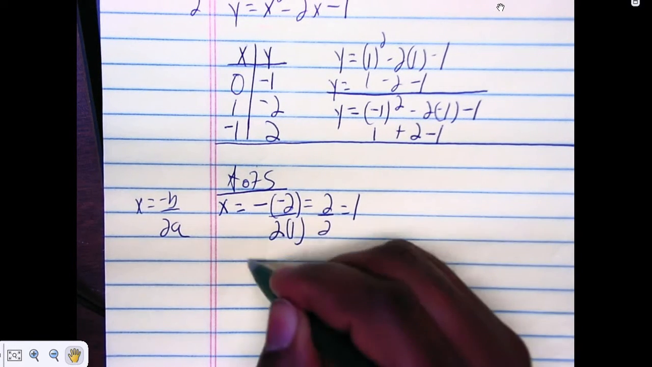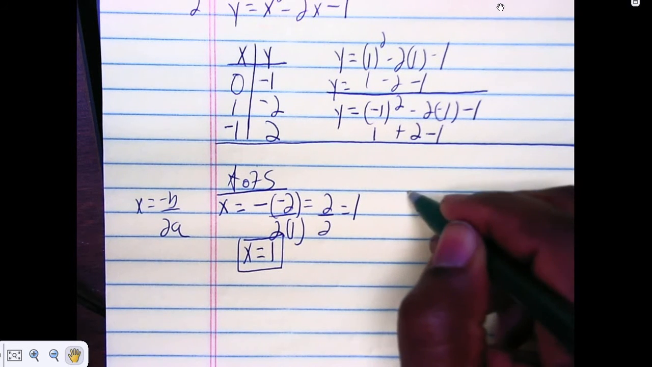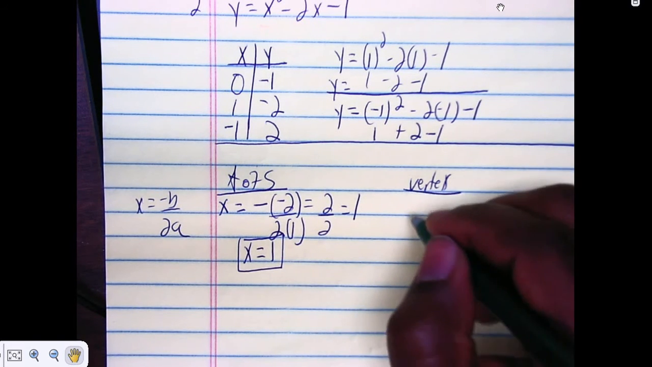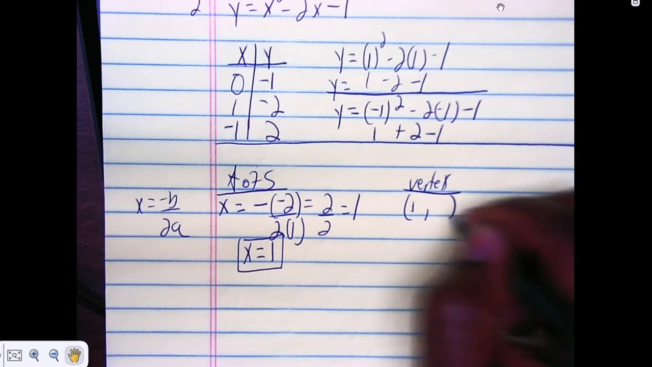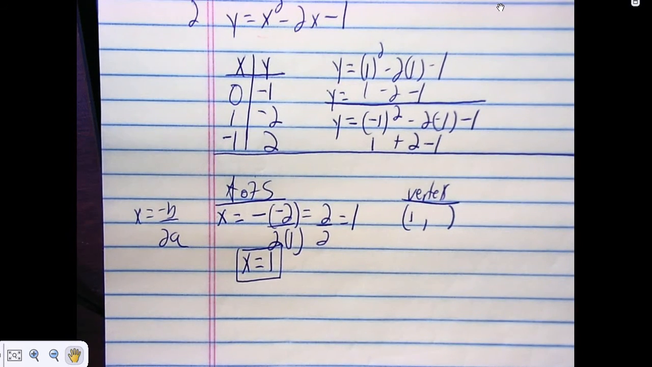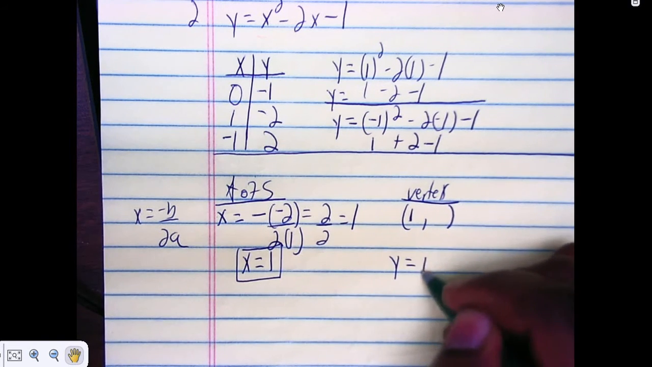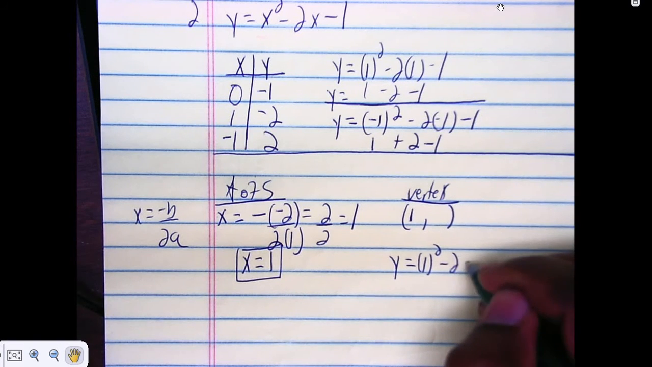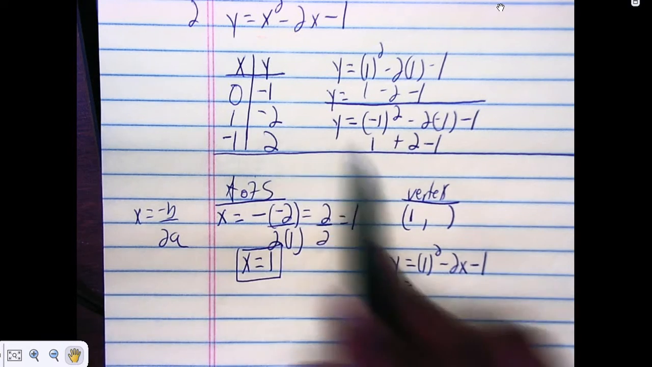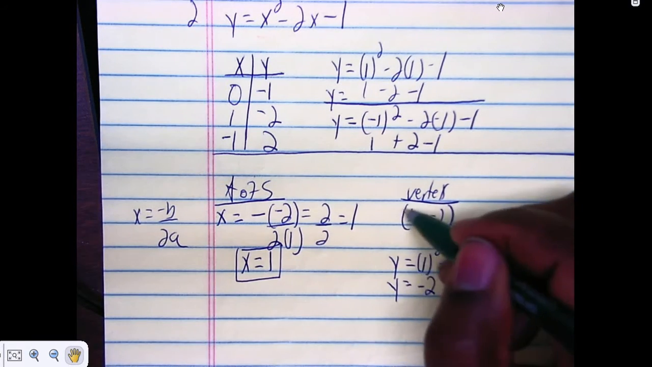Now whenever you find that your axis of symmetry is x equals 1, what you've also found is that your vertex, the x coordinate, is already found because it's always going to be the same thing. Now the way that we find our y's, we take 1 and we substitute it back into that equation, and it just so happens that we actually already found that y is negative 2. So we found our vertex already.